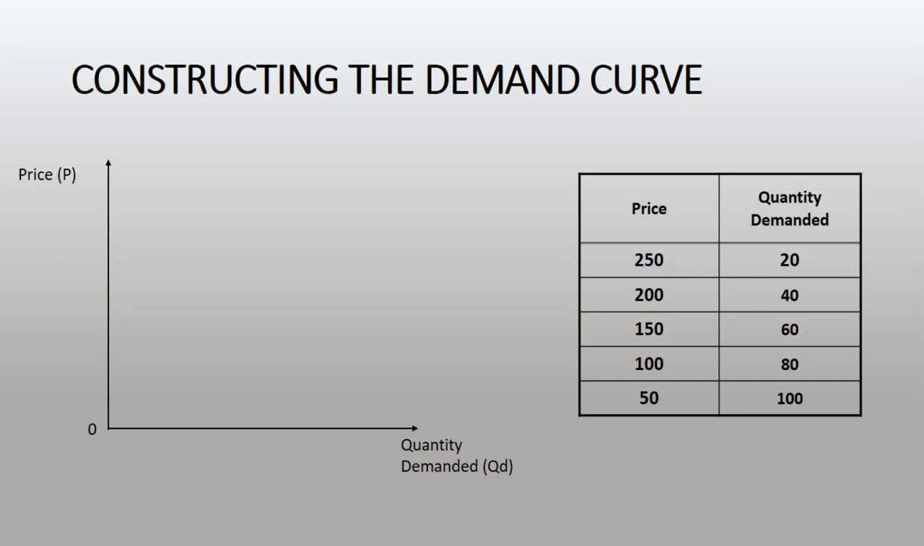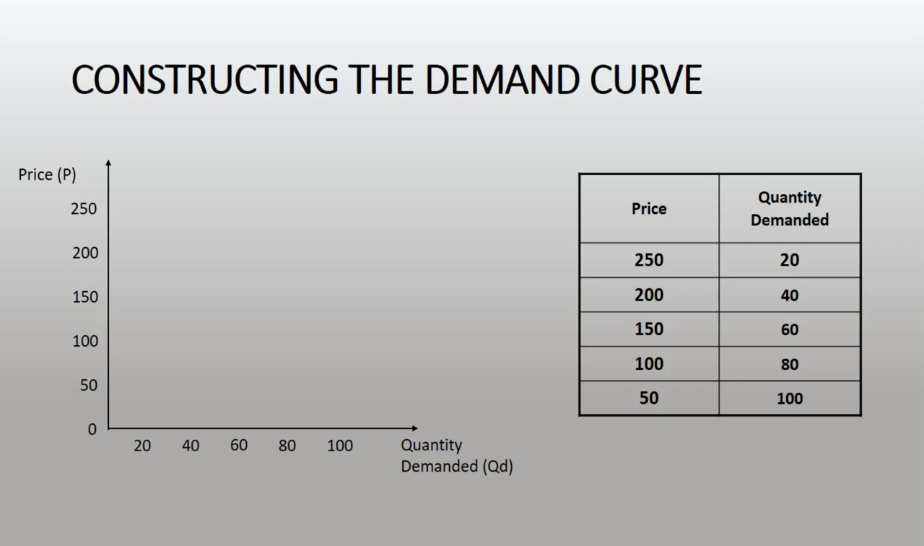Just to continue with the labeling, we are going to add the different prices and the different quantity demanded to our axis. So we start off with price, we start off with 50, and we make our way up to 250, and with quantity demanded we start off with 20 and we work our way to 100. Now to draw this graph we need to plot each bundle where quantity demanded and price are connected.